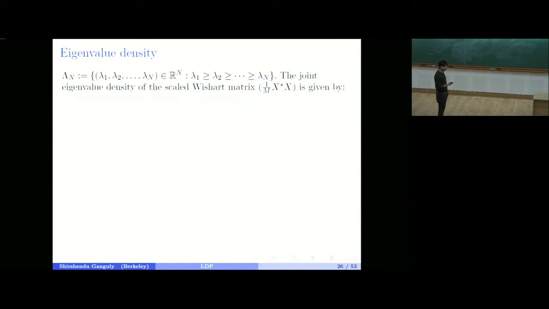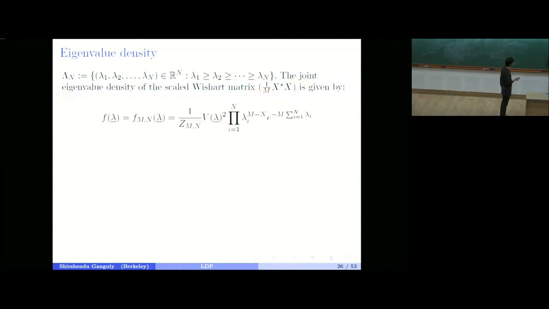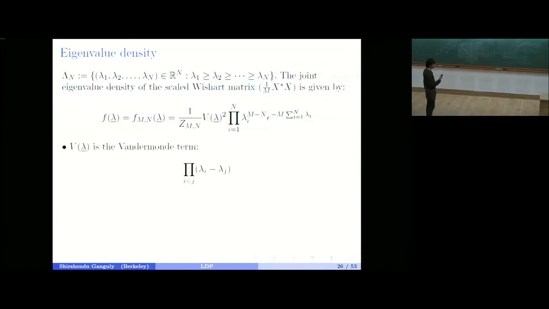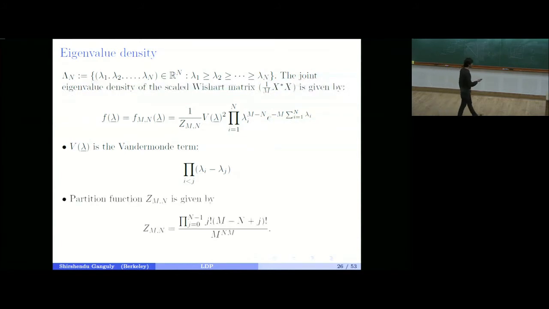Again, we will use the joint eigenvalue density of the Wishart matrix. That's the natural thing to do, and it's not terrible. This is the Vandermonde term, there is some lambda to the m minus n term, and these are the exponential terms. And this is a partition function that makes it into a probability measure. V(lambda) is the Vandermonde term that appears all over the place in such contexts: the product of lambda_i minus lambda_j. And the partition function turns out to have a not too terrible expression. It's a Selberg integral, but you can actually do that, and it comes out as some gamma functions.